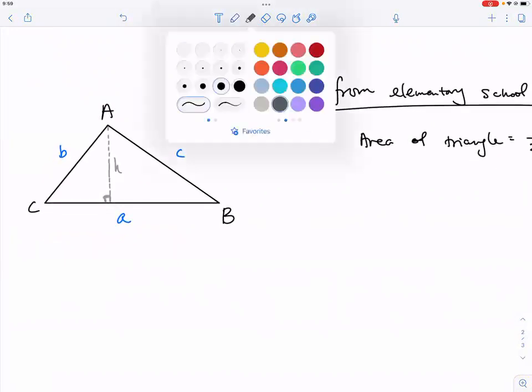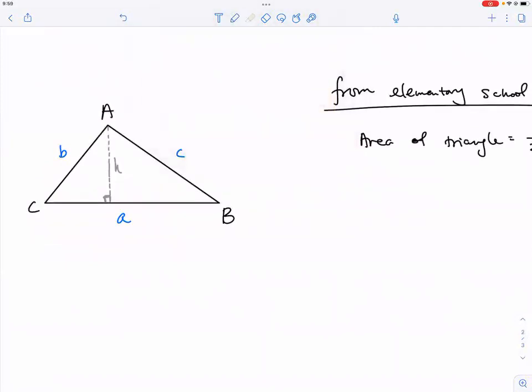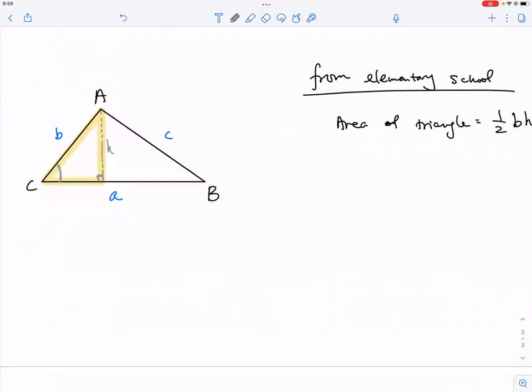And I'm going to ask you to do something here. What I would like you to do is consider this right triangle and this angle right here. And I would like to ask you, based on this triangle, the one I highlighted in yellow, what is sine C?